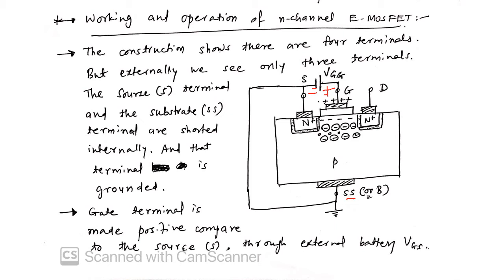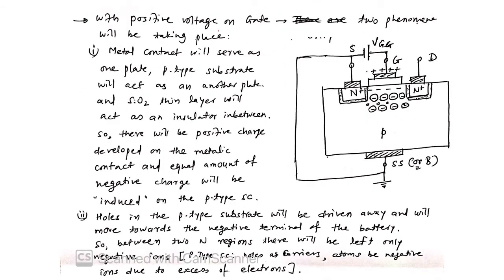What is the phenomenon that will happen? There will be two phenomena happening simultaneously. First thing, as we said, this is a metallic contact, and on the other side there is a p-type substrate, which is a semiconductor material. In between there is an oxide layer.